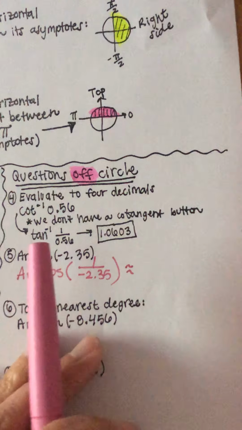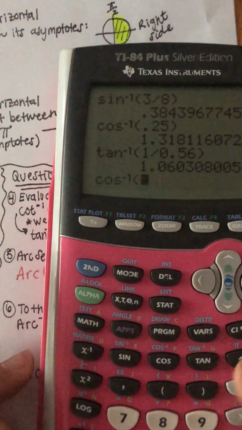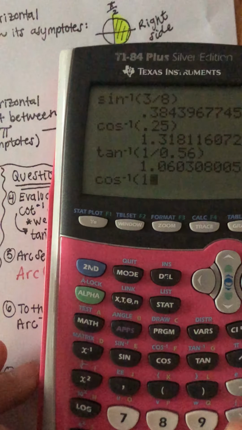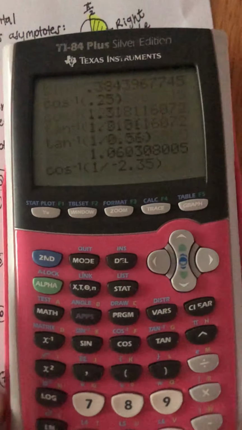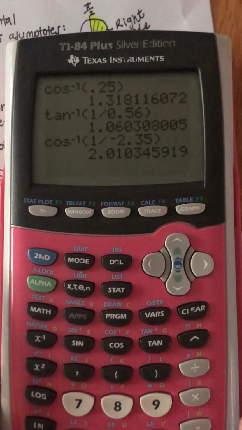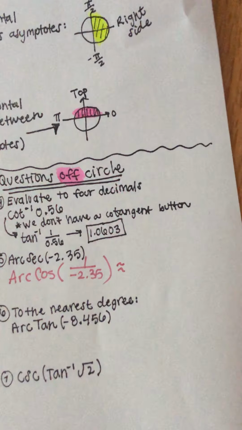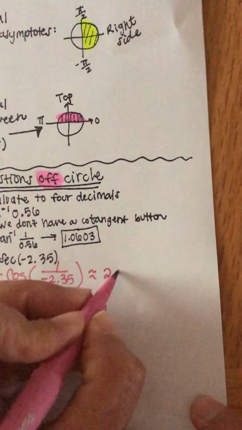So second cosine of 1 divided by negative 2.35. And I get 2.0103.